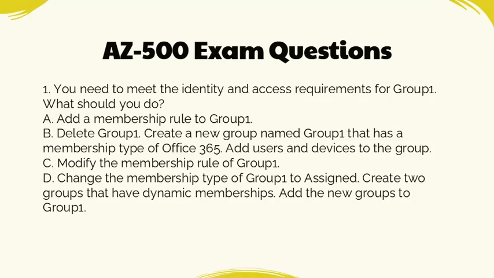1. You need to meet the identity and access requirements for Group 1. What should you do? A. Add a membership rule to Group 1. B. Delete Group 1. Create a new group named Group 1 that has a membership type of Office 365. Add users and devices to the group. C. Modify the membership rule of Group 1. D. Change the membership type of Group 1 to assigned. Create two groups that have dynamic memberships. Add the new groups to Group 1.